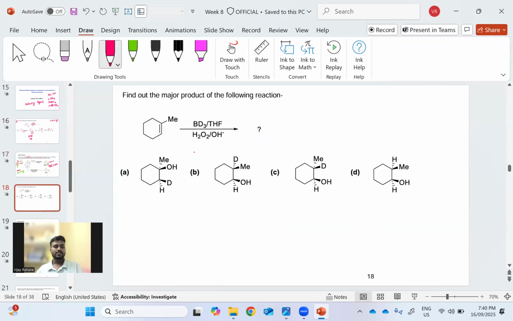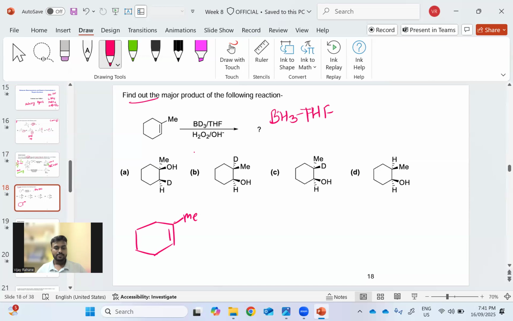Here there is another question, which is based on the reduction of the double bond by, not reduction. The first step is the hydroboration followed by the H2O2 addition. So we have added BD3 THF, similar to BH3 THF. So instead of a hydrogen, there is a deuterium. So the mechanism will be very similar. So in this case, what will happen? So if you have the double bond, the starting material is like this. So here let's say methyl, and here the double bond.